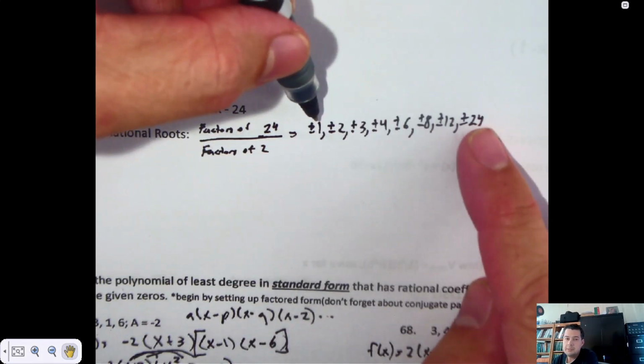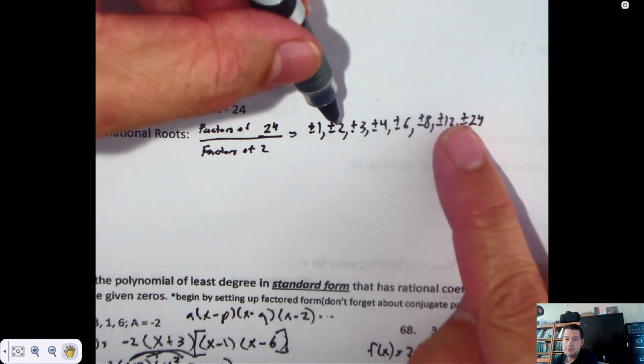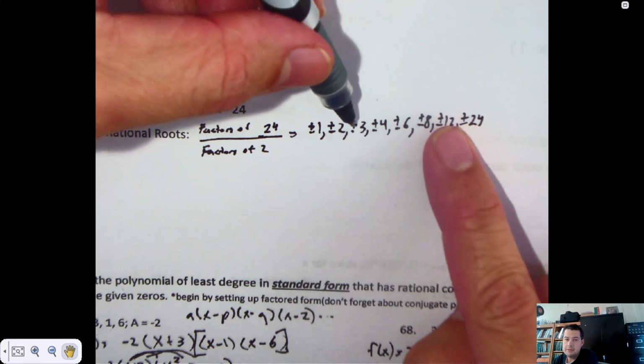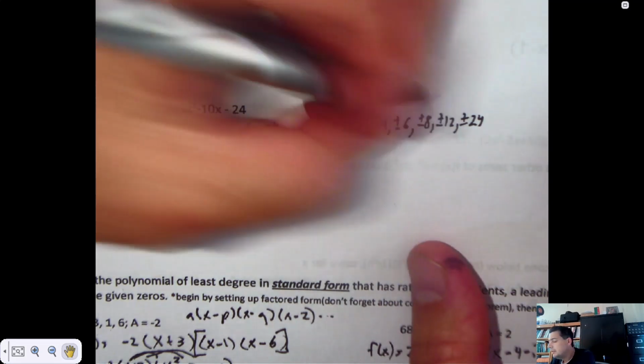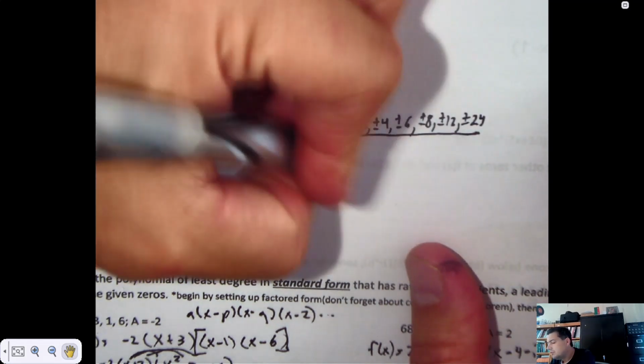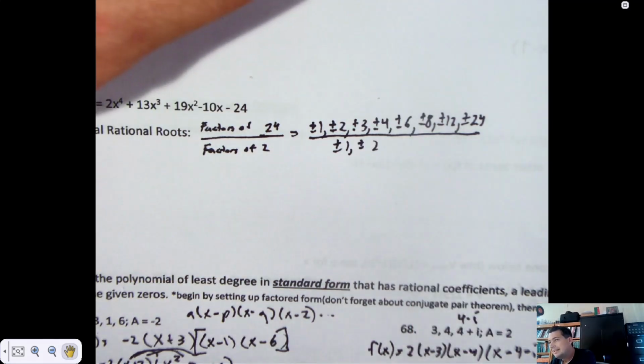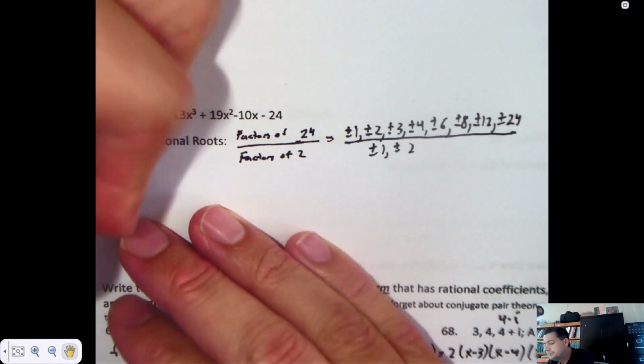And I know kids get a little freaked out when I write things out like this, but 1 times 24 is 24. 2 times 12 is 24. 3 times 8 is 24. 4 times 6 is 24. I don't think I missed anything else. Over factors of 2, which is plus or minus 1, plus or minus 2. This enables me to create a list of potential zeros.